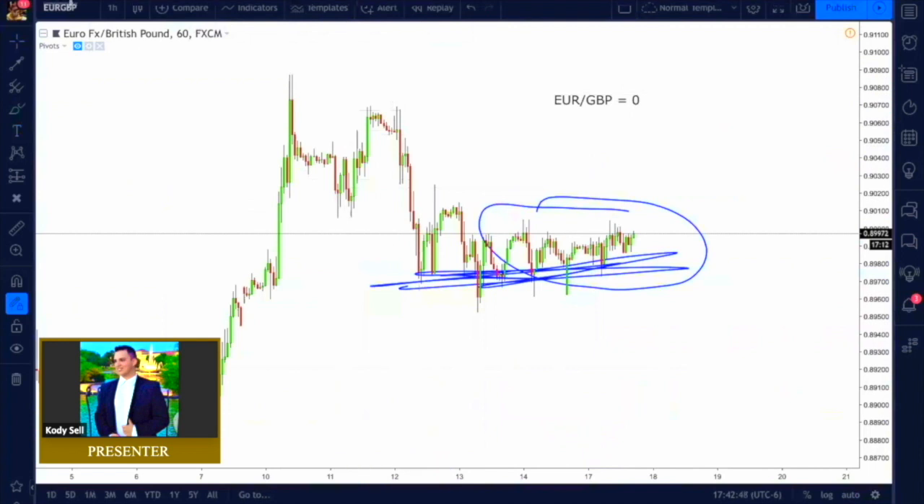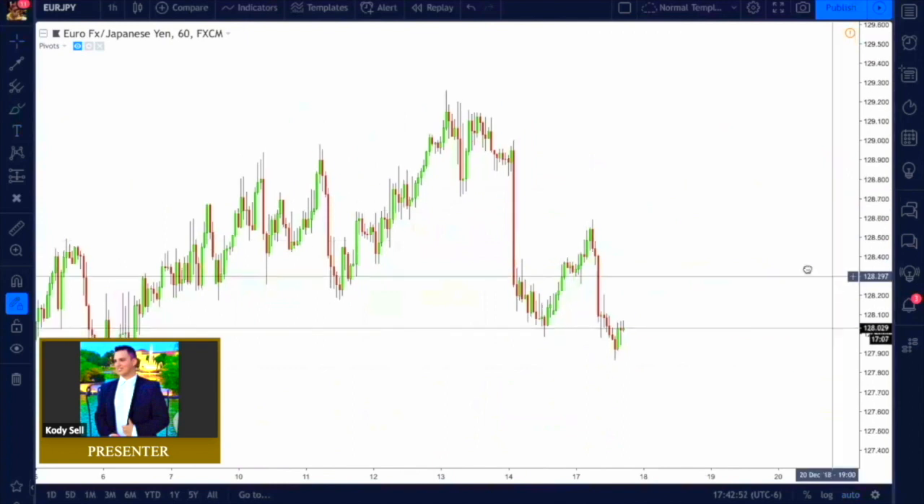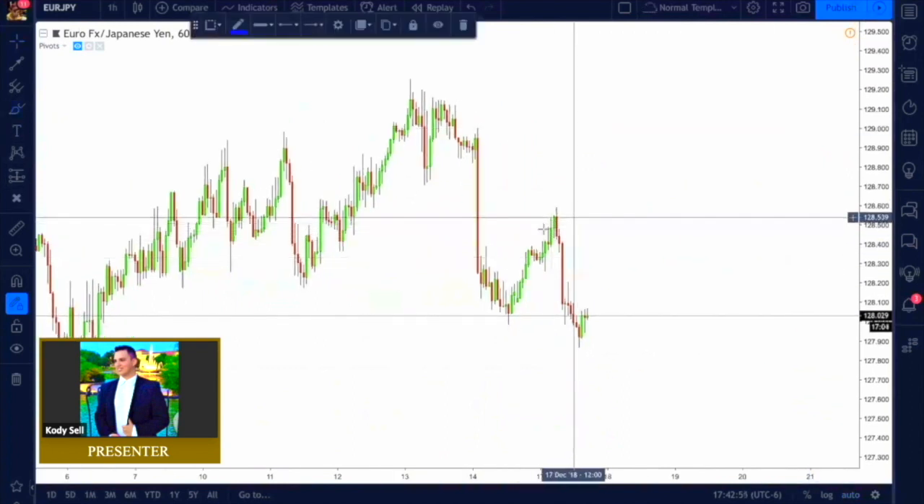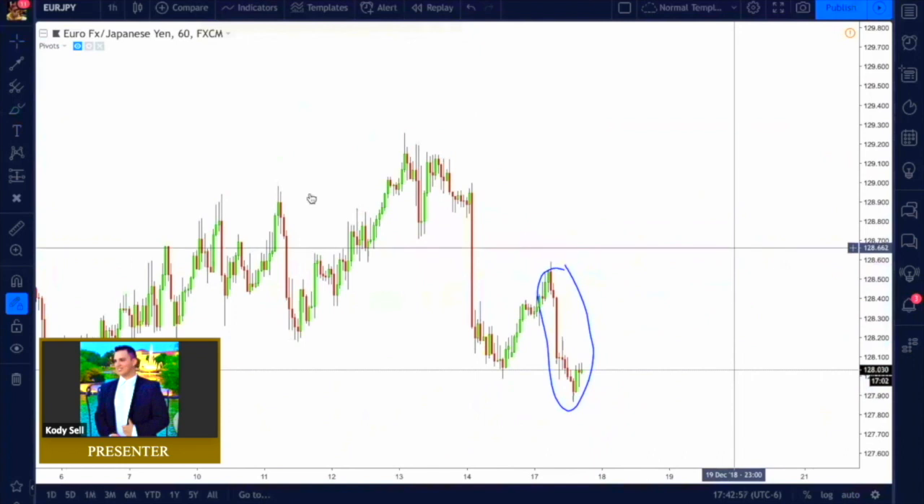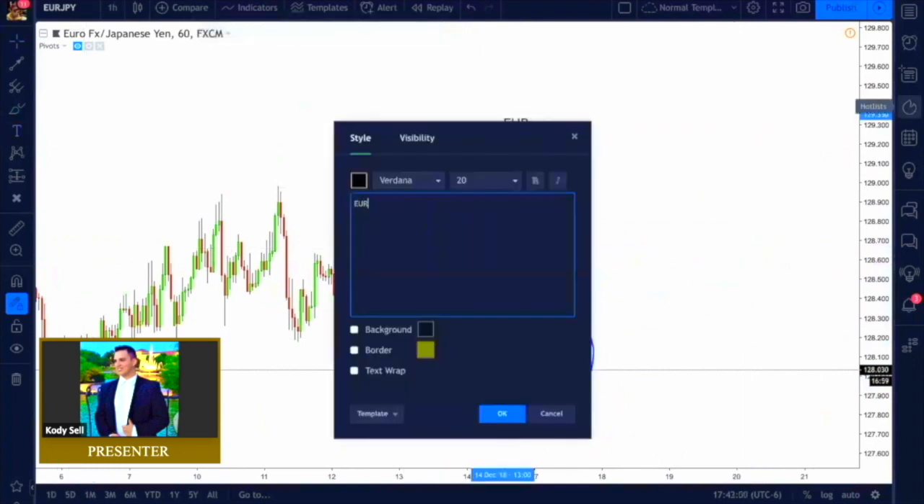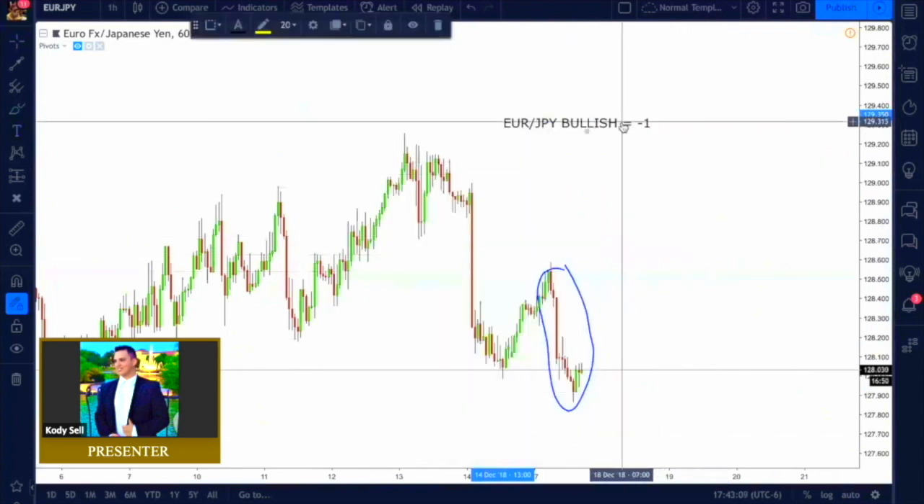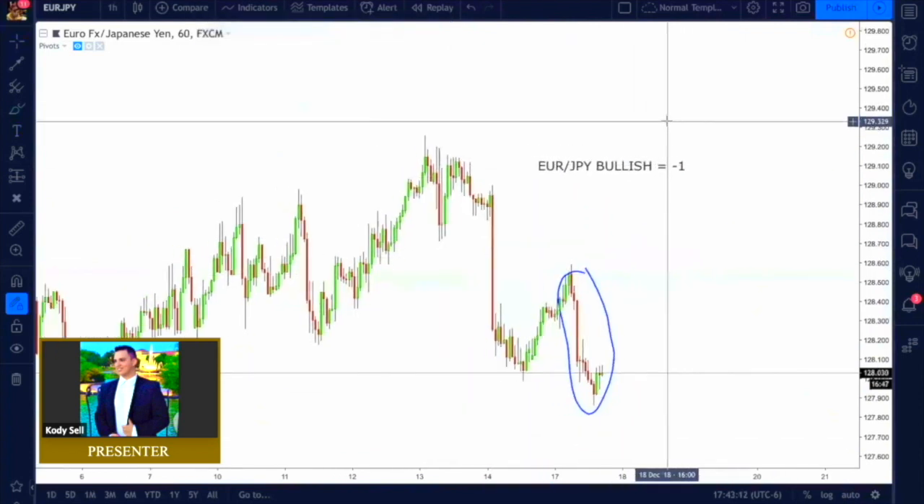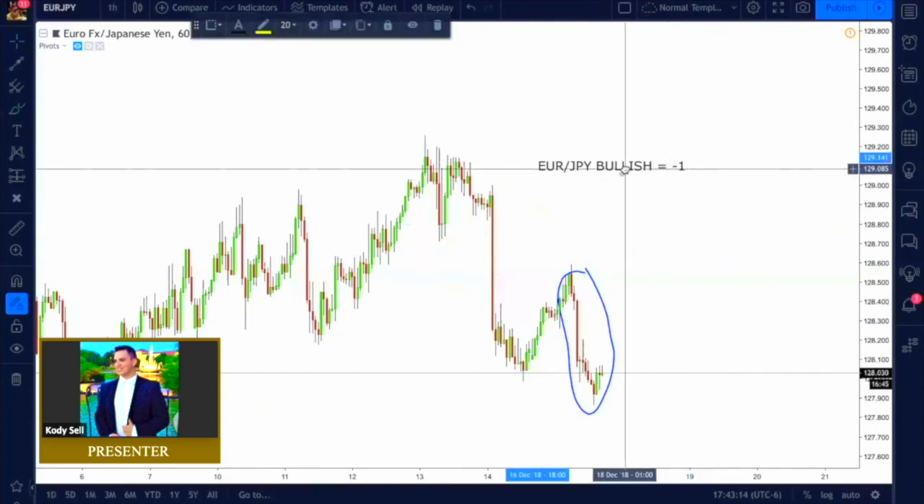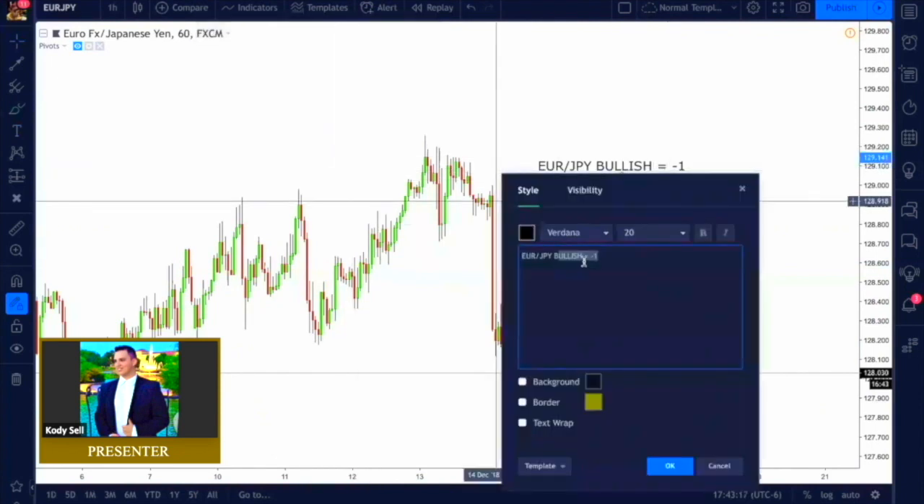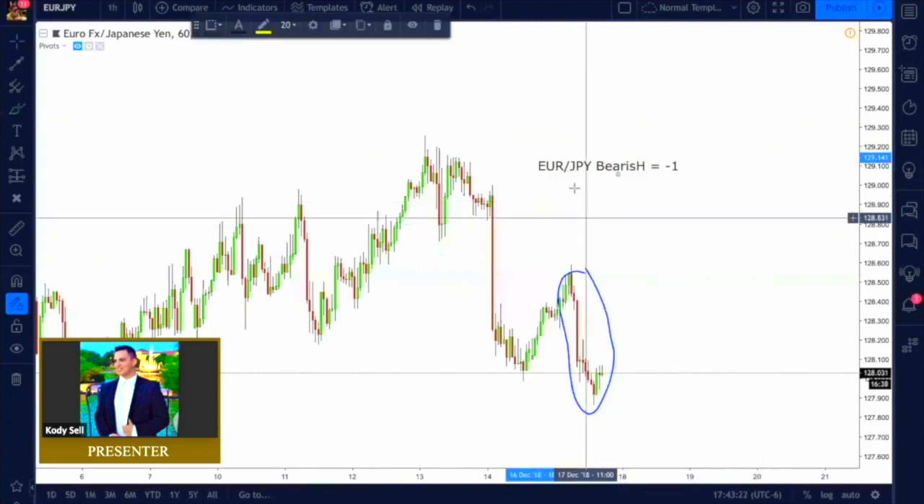Let's pull up another euro pair. Let's pull up euro JPY. What's euro JPY doing? Euro JPY, the euro is falling. So if it's falling, if it's bearish, I give it a -1. Okay? So far on euro USD, it was, whoops, sorry guys, bearish. Bearish.